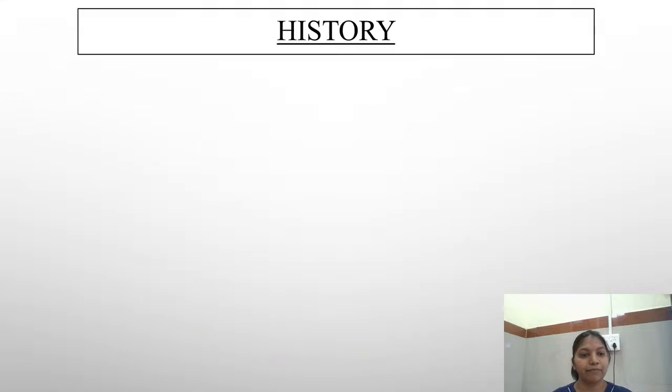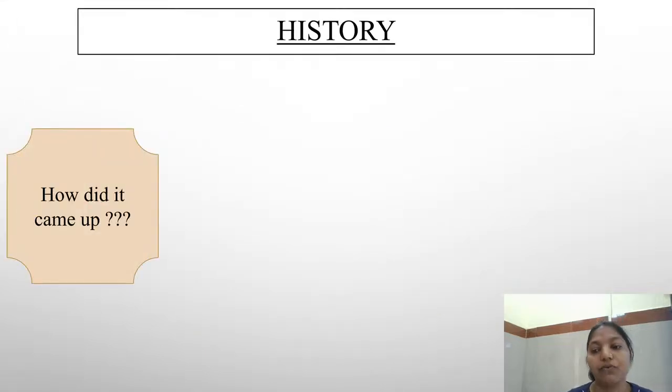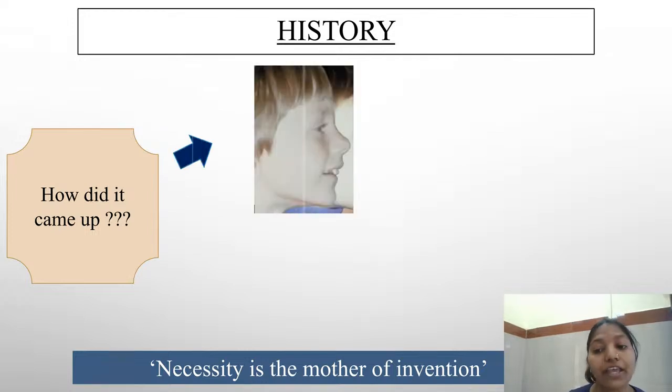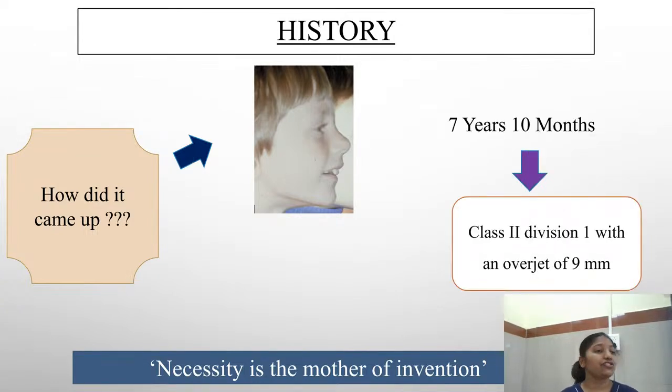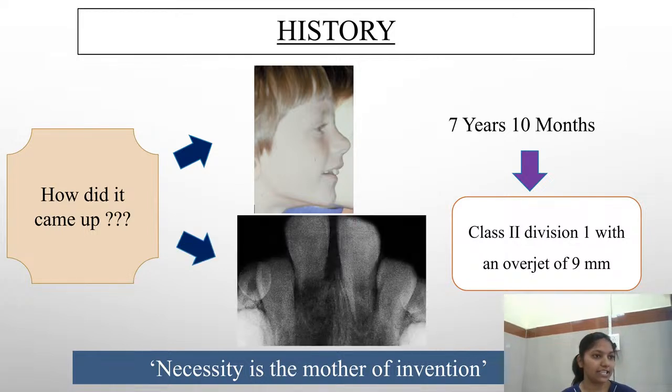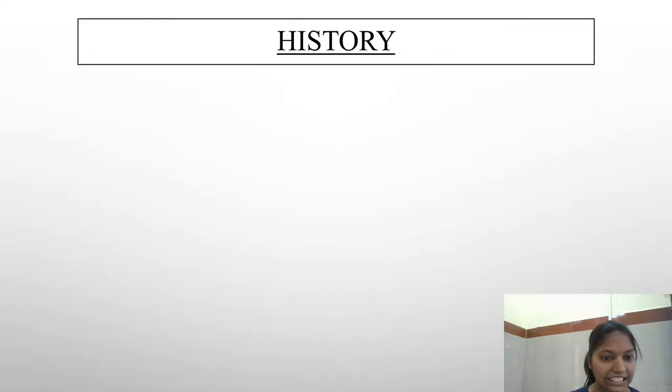When it comes to history, how did it come up? The twin block evolved in response to a clinical problem where a young patient, who was the son of Clark's dental colleague, fell down and completely luxated his upper central incisor. The age of the patient was 7 years 10 months. Because of the luxation of the upper central incisor, he came to Clark's clinic. Clark coined a beautiful sentence: necessity is the mother of invention, which is appropriate as the patient suddenly came with this condition. That's why he said that sentence.